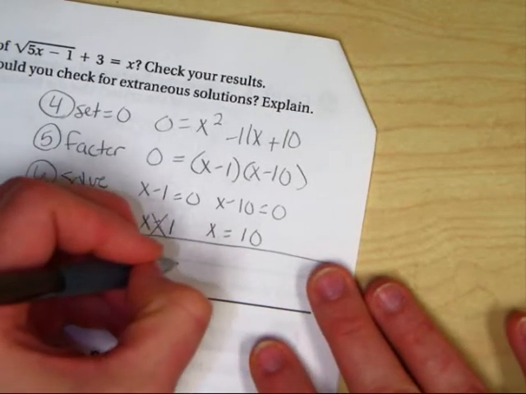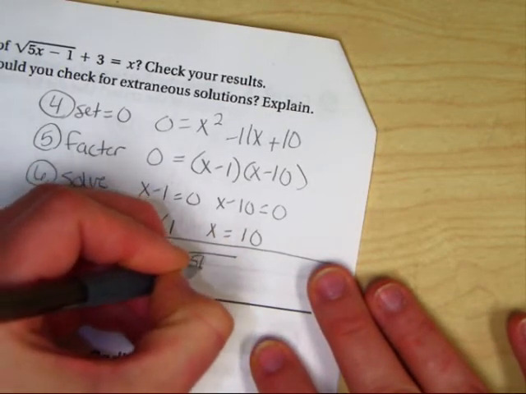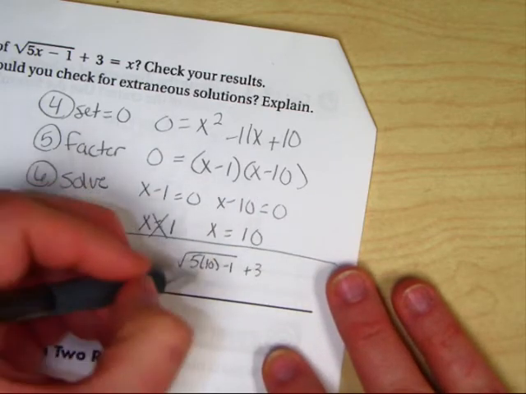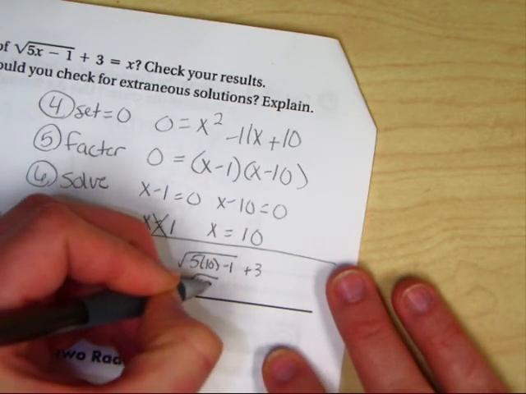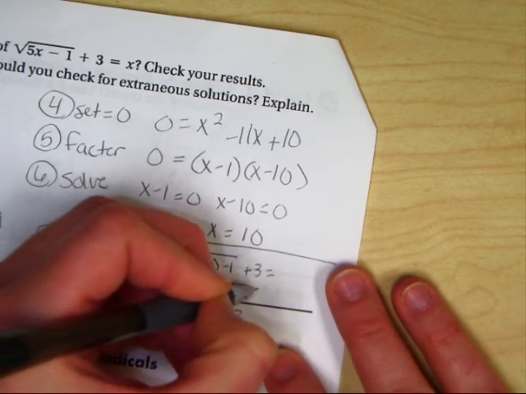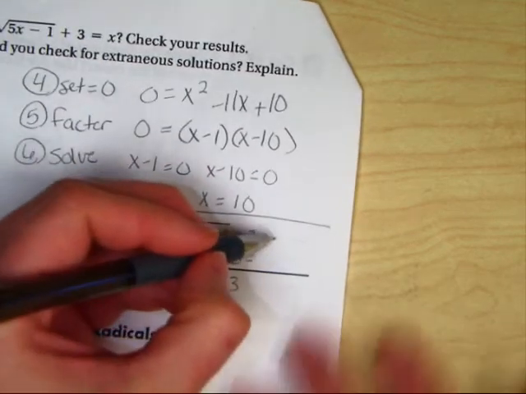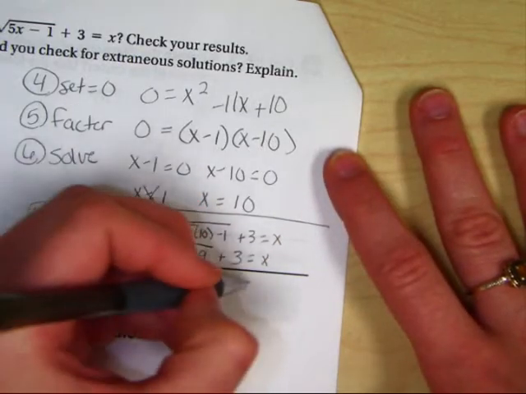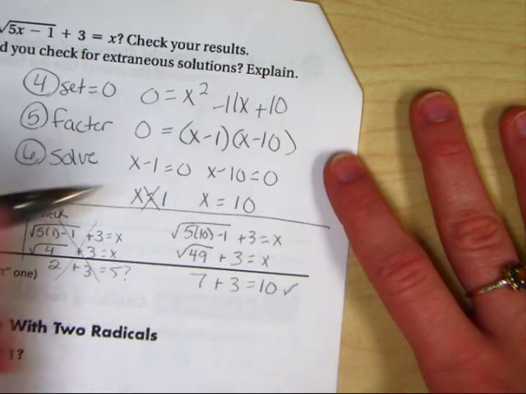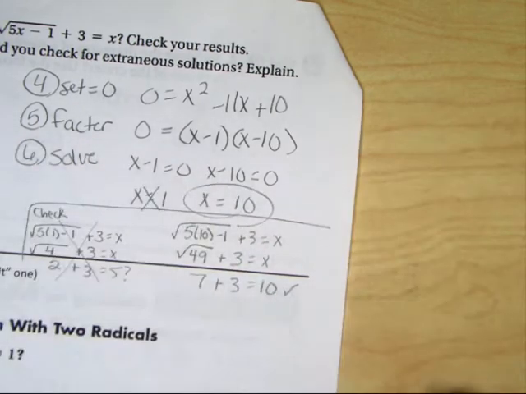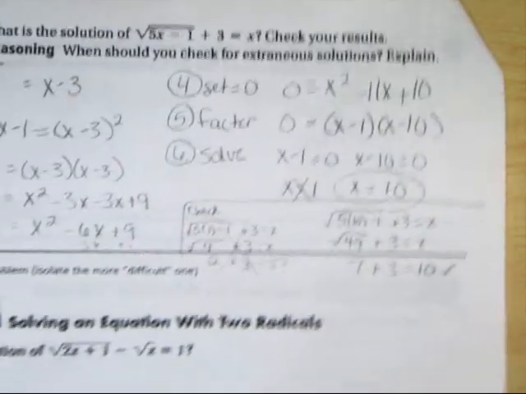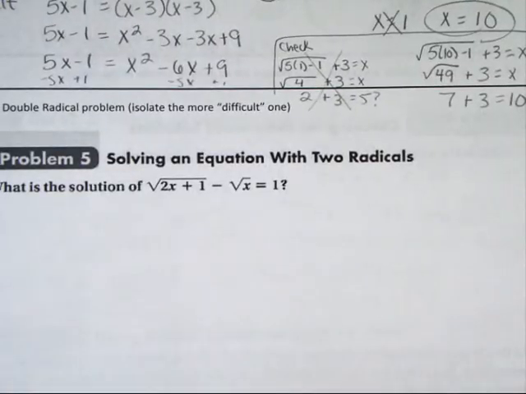Check 10. The square root of 5 times 10 minus 1 plus 3. That's the square root of 49 plus 3. That's 7 plus 3. We need that to equal the x that we got. Does 7 plus 3 equal the x that we had? Yes. X does equal 10. You could put it in your graphing calculator to prove it. I'm going to do the more difficult problem in one more video.